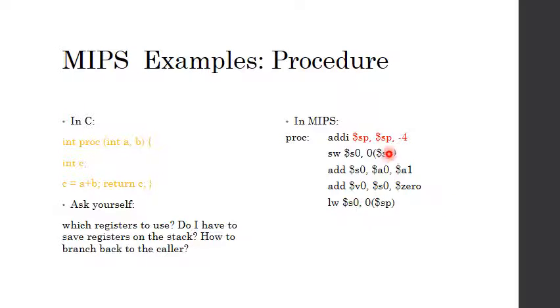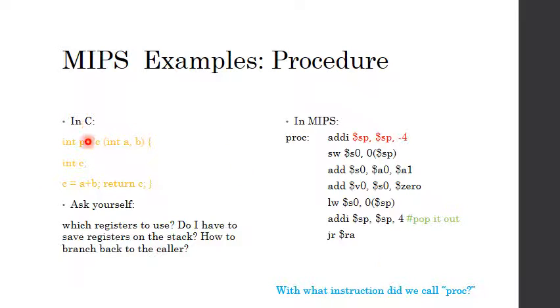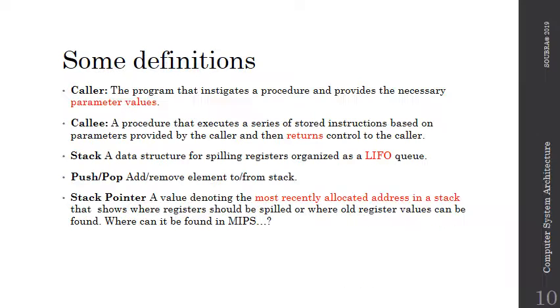So I'm loading the things that I saved earlier, the only thing here that I saved earlier, popping the stack, adding 4 to it, so the stack pointer is back to the original value, and then I'm jumping to the content of the return address that I have. And of course, this assumes that the instruction that we called proc with is a jump and link. And it is a jump and link.